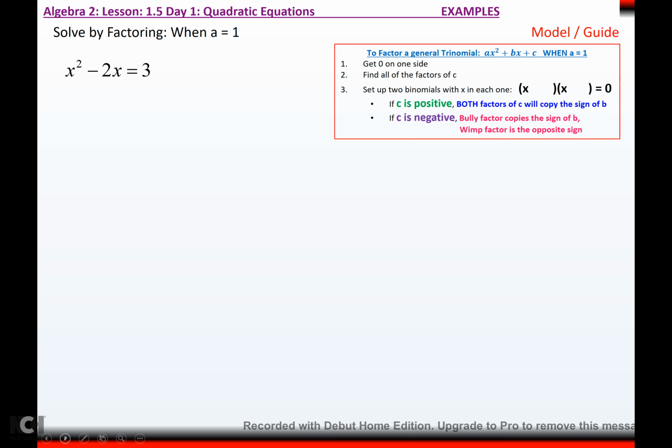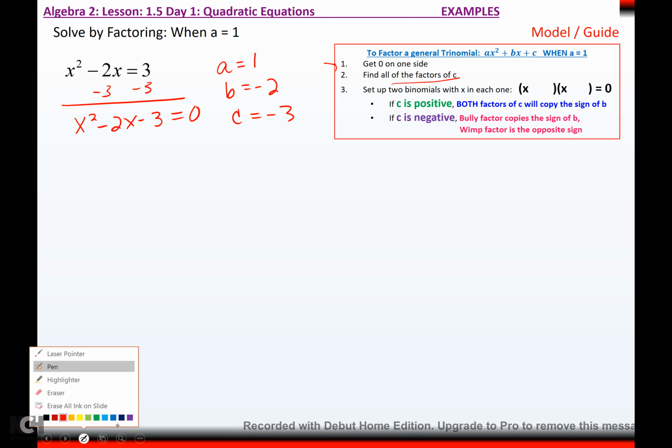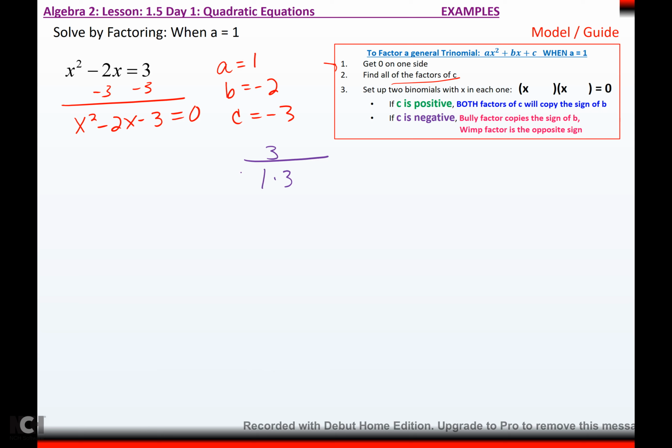All right, so here we go. It says solve by factoring. So the first thing we have to do is get 0 on one side. So I'm going to minus 3 from both sides, which gives me x squared minus 2x minus 3 equals 0. Step 2 says find all the factors of c. In this case, my a is 1, b is negative 2, c is negative 3. I need all of the factors of 3. Well, the only factors of 3 are 1 times 3, which can make 4 if I add or 2 if I subtract. 2 is what I want, so those are my factors.